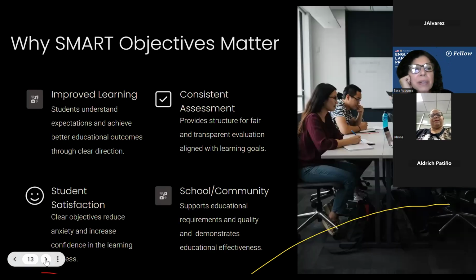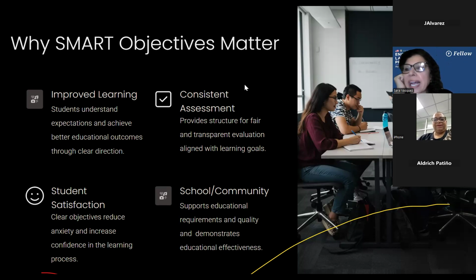Why do they matter? Let's take a look. When I teach class, I always put my SMART objective on the board or I share it during my virtual class. And why do I do that? It allows me and the students to understand what the expectations are, what they can achieve, what the outcomes will be. It just gives us all a clear map and directions on reaching our goals, both for teachers and students.